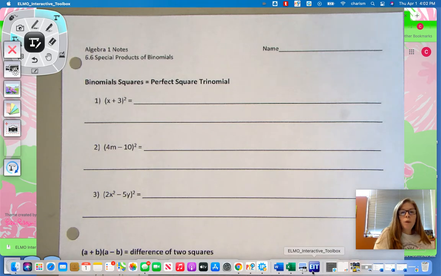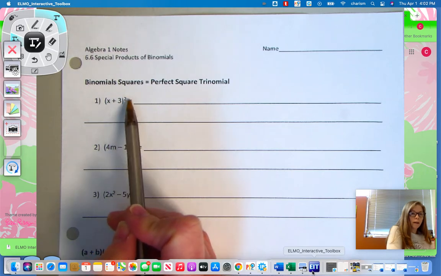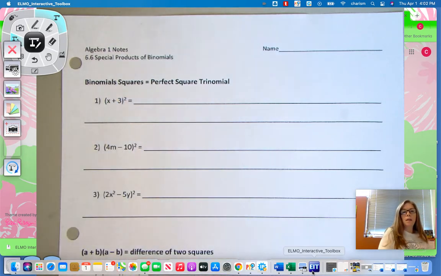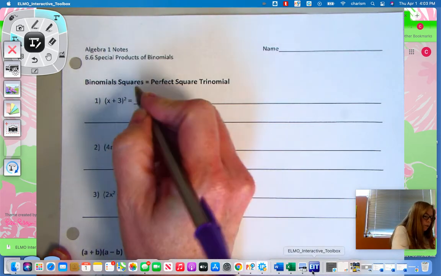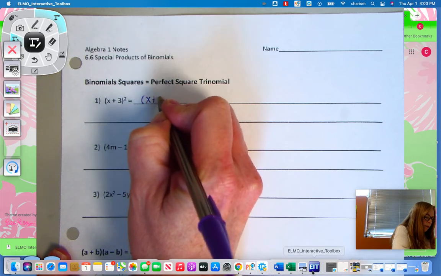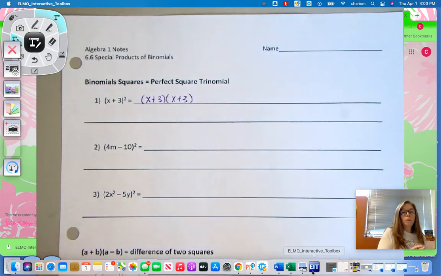All right. So here's the biggest mistake students make. They see this little squared out here and they want to go in and square the x and square the 3. And they tell me the answer is x squared plus 9 and they forget the middle term, because they forget that squaring it is actually x plus 3 times x plus 3. So that's really all you have to remember in this lesson. And then we'll go right back to what we did yesterday, and we are going to use the distributive property, right?